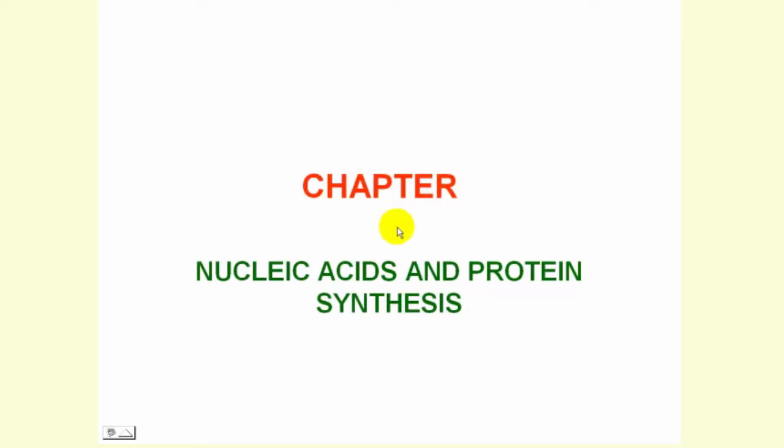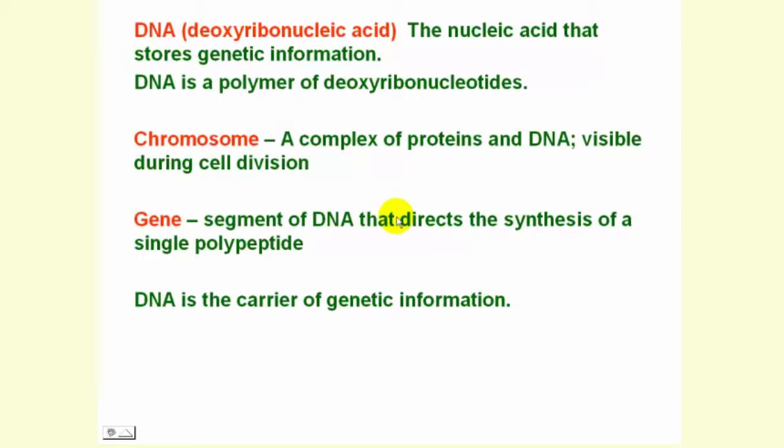Here we're going to talk about nucleic acids and protein synthesis. Let's first go through a few definitions. DNA, deoxyribonucleic acid, is a nucleic acid that stores the genetic information. DNA is a biopolymer of deoxyribonucleotides, and I'll tell you what those are in a minute.